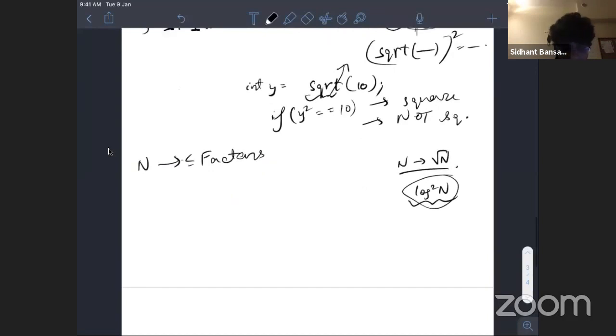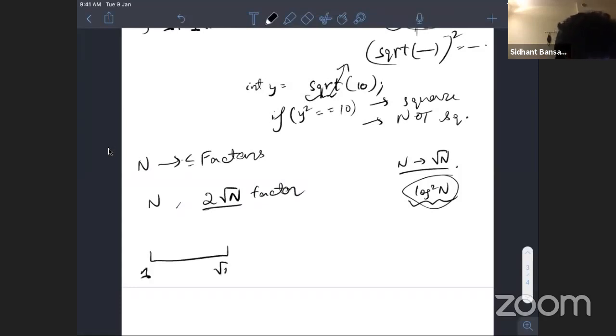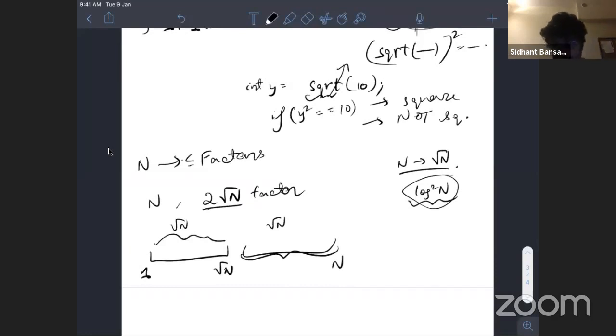I'll give you the rough intuition of why it never actually hits square root n. Let's say you have this number n and you think it has, for simplicity, 2 square root n factors. What this means is that within the numbers 1 to square root n, there will be root n factors, and from root n to n, there will be another root n factors. Basically half of the factors should lie before the root nth step and half of them ahead of it.